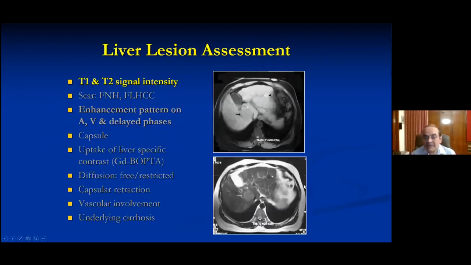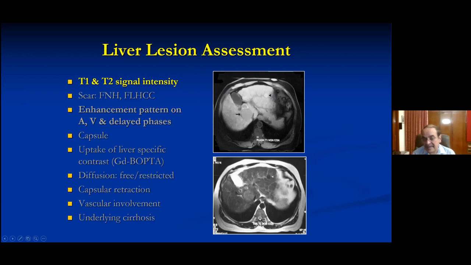Let's now look at what are the features we look at when we are assessing either CT or MR of a focal liver lesion. There's a list of parameters and I'll highlight these with some examples. So on MR, we are interested in seeing the T1 and T2 signal. This is a patient who has cirrhosis. Notice there are focal lesions here. This is a T1 weighted image and that's a T2 weighted image.